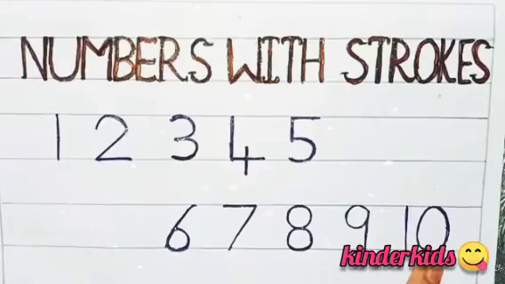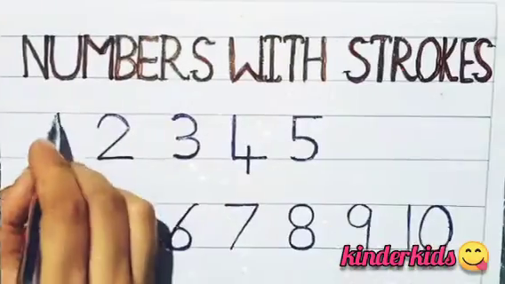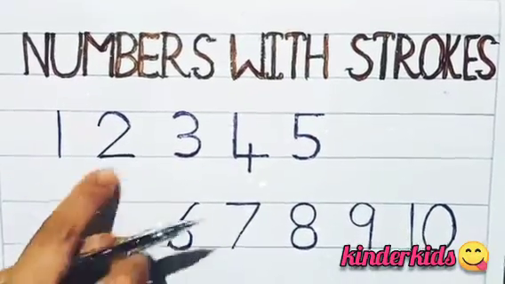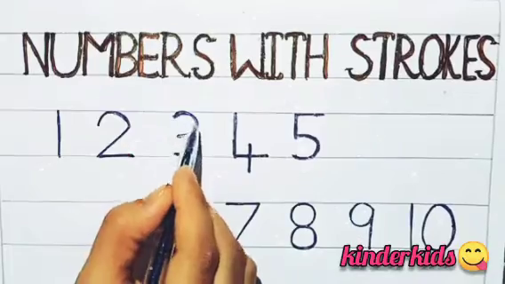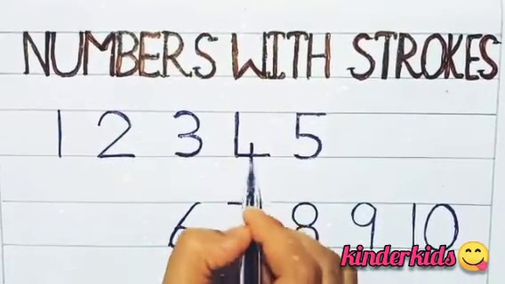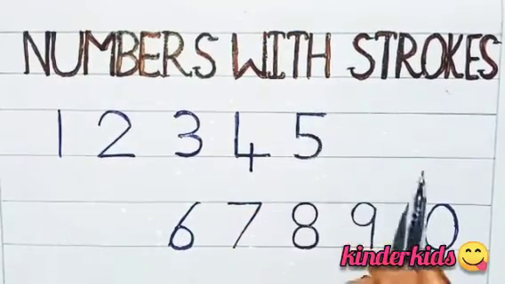6, 7, 8, 9, 10. Standing line 1, downward curve, right slant line, sleeping line 2. Left curve 3. Standing line 4. Standing line, left curve, sleeping line 5.